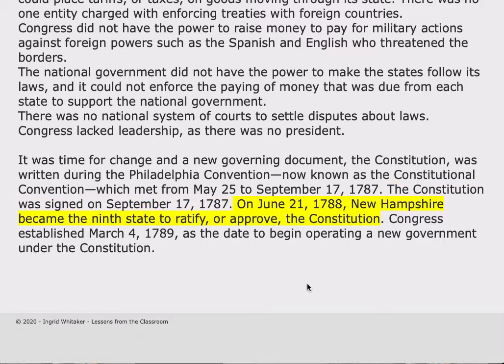On June 21, 1788, New Hampshire became the 9th state to ratify, or approve, the Constitution. Congress established March 4, 1789, as the date to begin operating a new government under the Constitution.